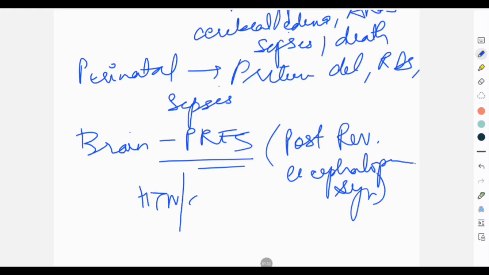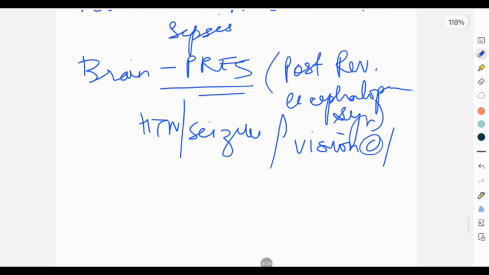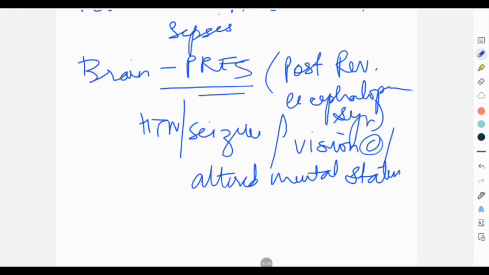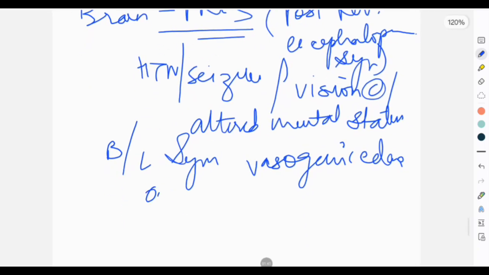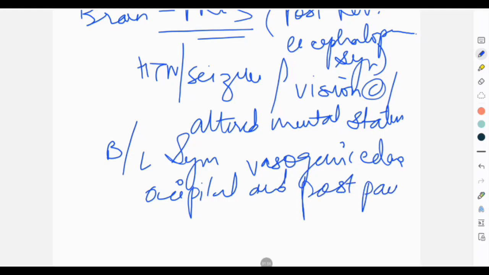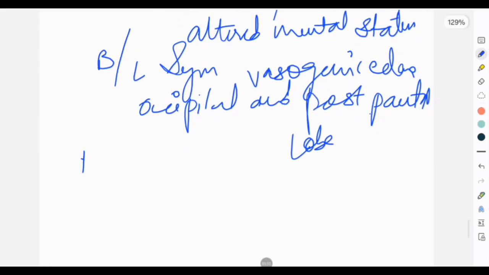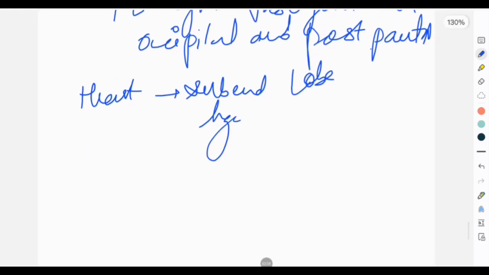Then it can cause hypertension, seizure, vision changes, altered mental status, bilateral, symmetrical, vasogenic edema. The occipital and posterior parietal lobes are usually affected. Then heart: subendocardial hemorrhage. Lung, as we already discussed, ARDS.